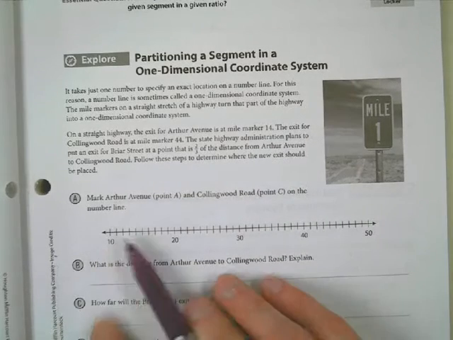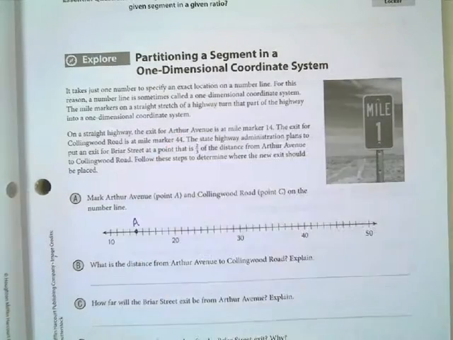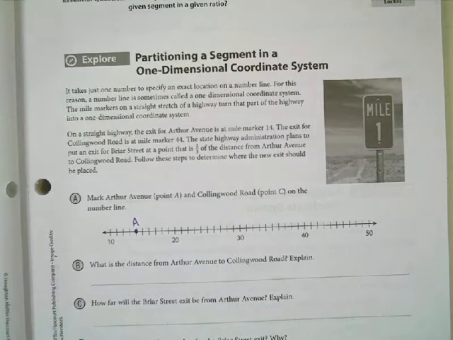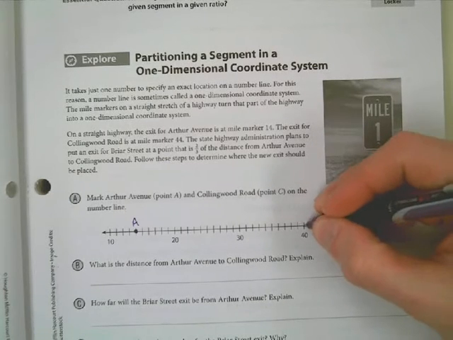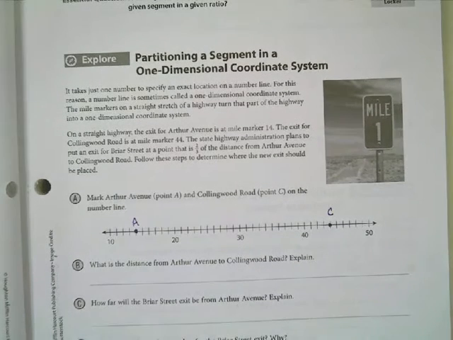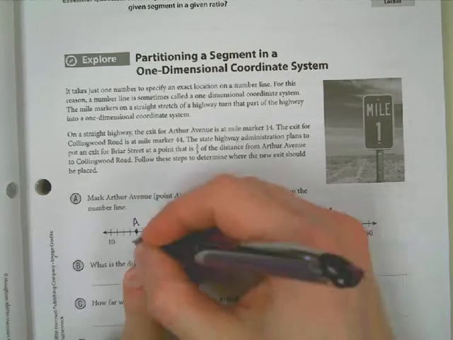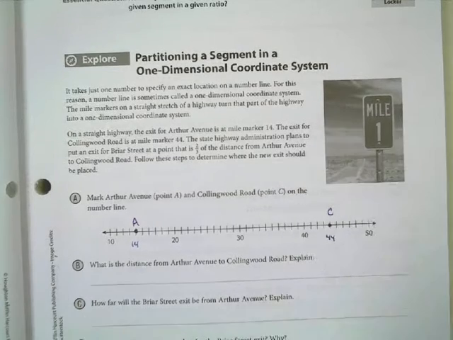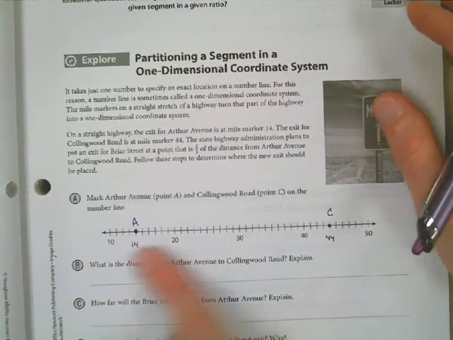So here's 10, so we'll count then, 11, 12, 13, 14, there's where point A, Arthur Avenue, is. That's where the exit for Arthur Avenue is. Then Collingwood Road is at 44, so there's 40, 41, 42, 43, 44, there's C, Collingwood Road. So we're marking our point A at coordinate 14, and our point C at 44. Those are the two exits on the road, and eventually we want to find the point for Briar Street, which is two-thirds of this distance.